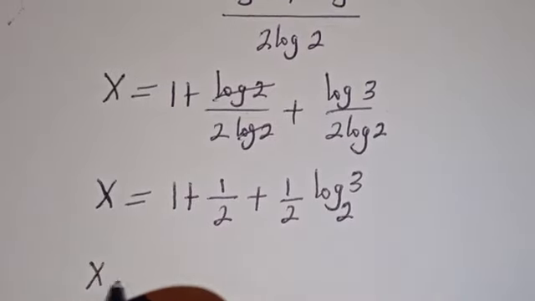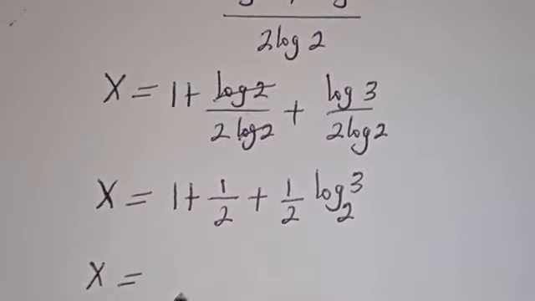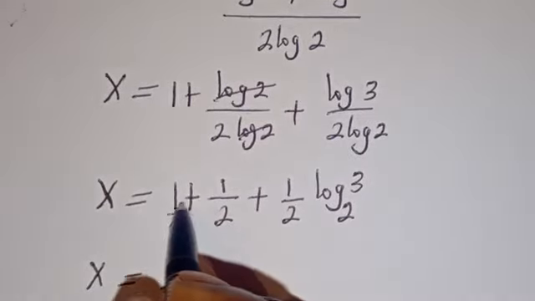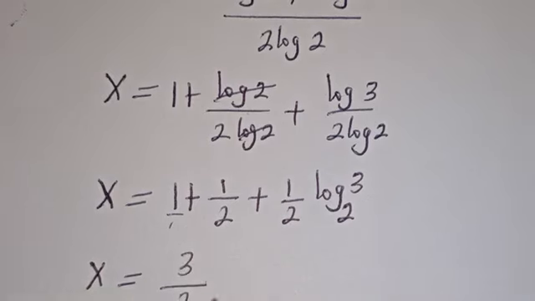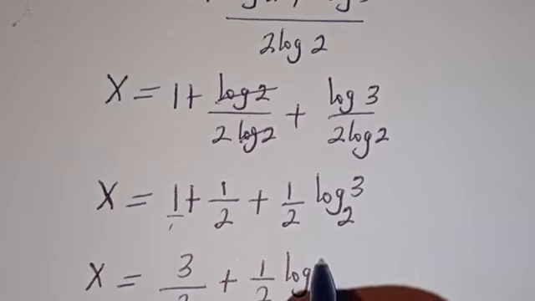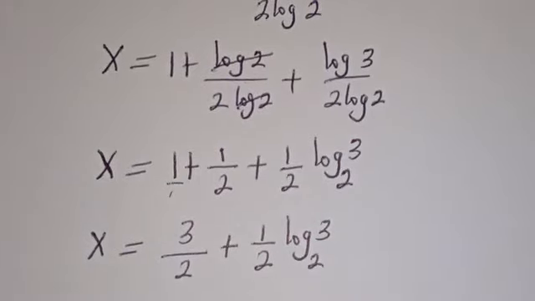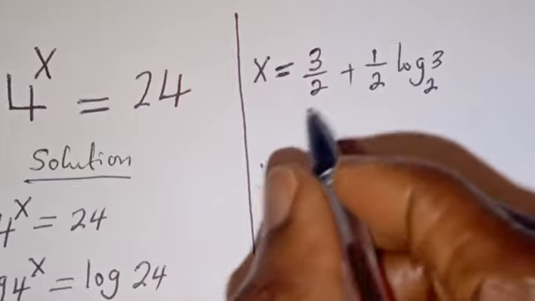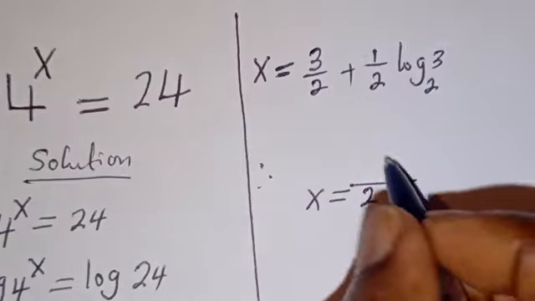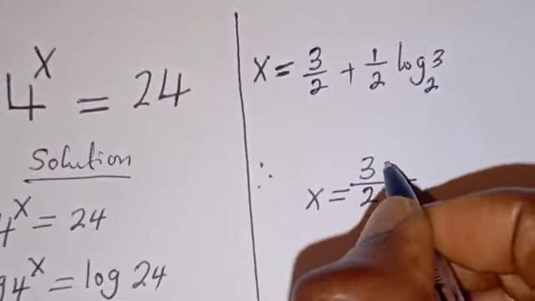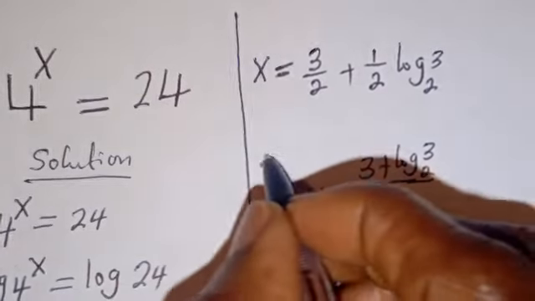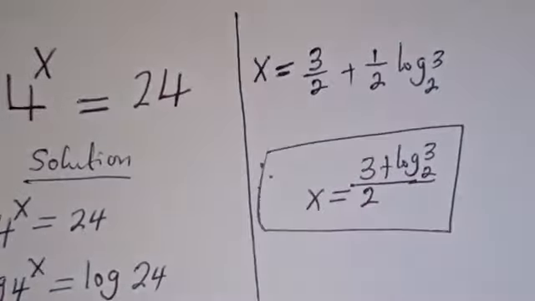Then x is equal to, here LCM is 2. We have, this is divided by 1. 1 into 2 times 1, 2 plus 1, that is 3 over 2 plus 1 divided by 2 log 3 base 2. Therefore, the LCM here is 2. We have x is equal to 3 plus log 3 base 2 over 2. And this is the final answer.